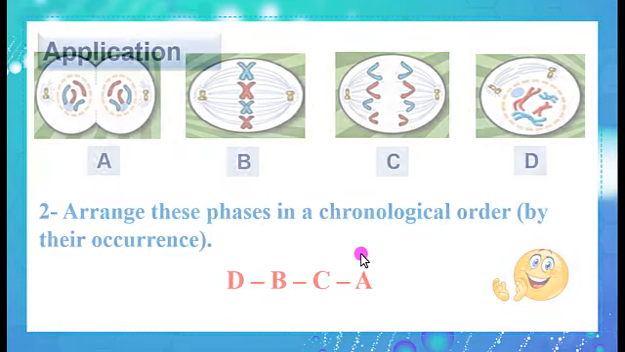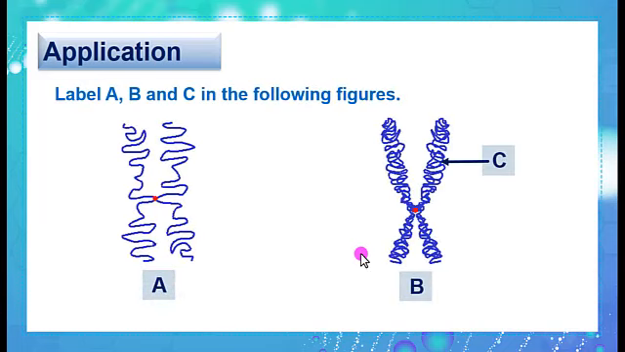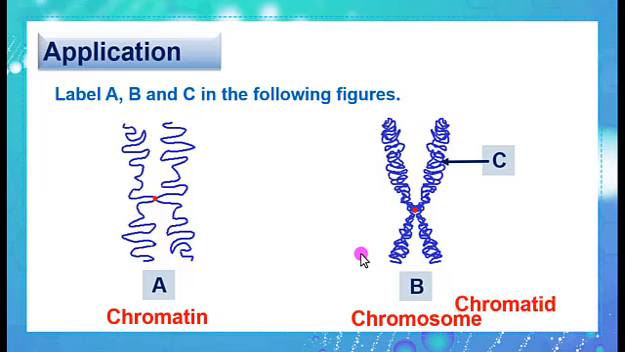Let's move to the second application. Label A, B, and C in the following figures. So please pause the video to solve this question. You are fantastic, my dears. So A is for chromatin, B chromosome, and C chromatid.